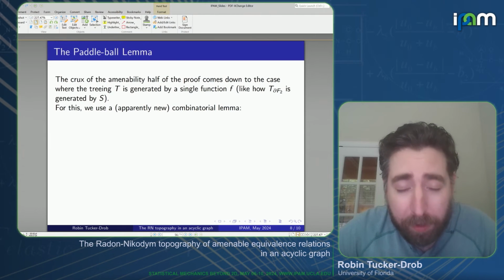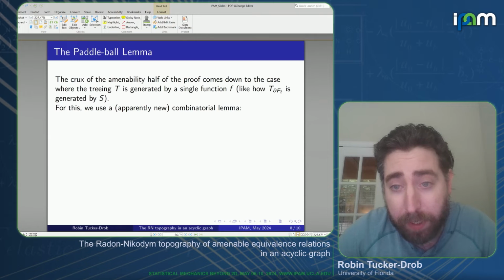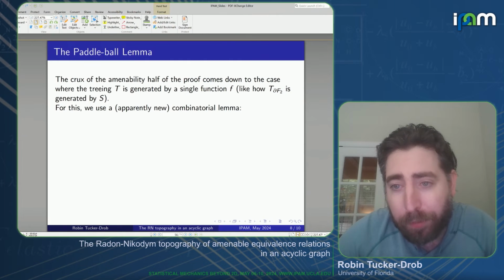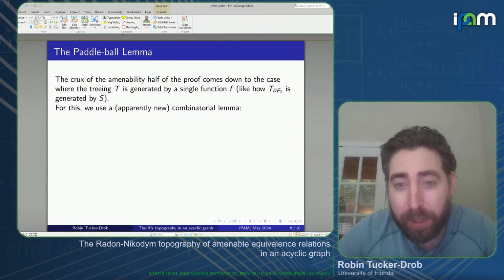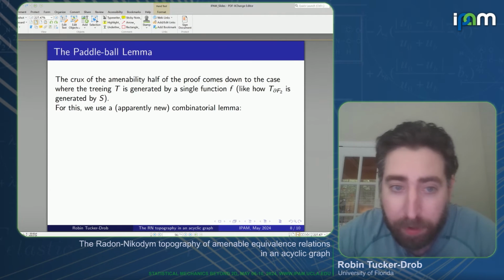And we use it to prove the amenability half of the dichotomy. So the crux of this amenability half of the dichotomy comes down to the case where the treeing T is generated by a single function f, just like how the treeing on the boundary of the free group is generated by the shift map. When I say it's generated by f, I just mean that T is a tree where a point x is always adjacent to f of x. That's the edge set.